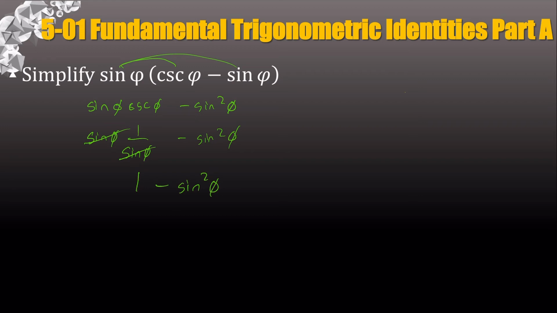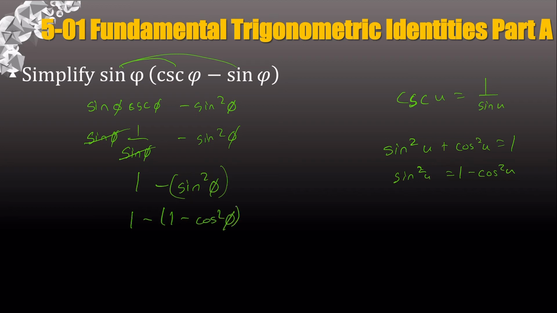But we have this identity. Okay, so we used, let me write it out. We used cosecant is 1 over sine. We also had this identity that sine squared plus cosine squared is 1. So that means sine squared would be 1 minus cosine squared. So instead of sine squared, I'm going to put 1 minus cosine squared. So I have 1 minus 1, and then I have minus a negative, which becomes positive, cosine squared.